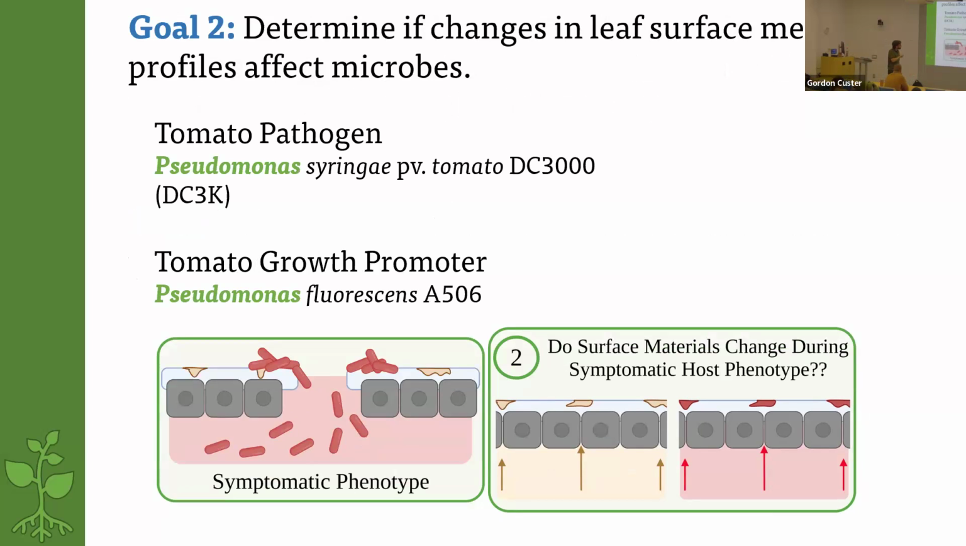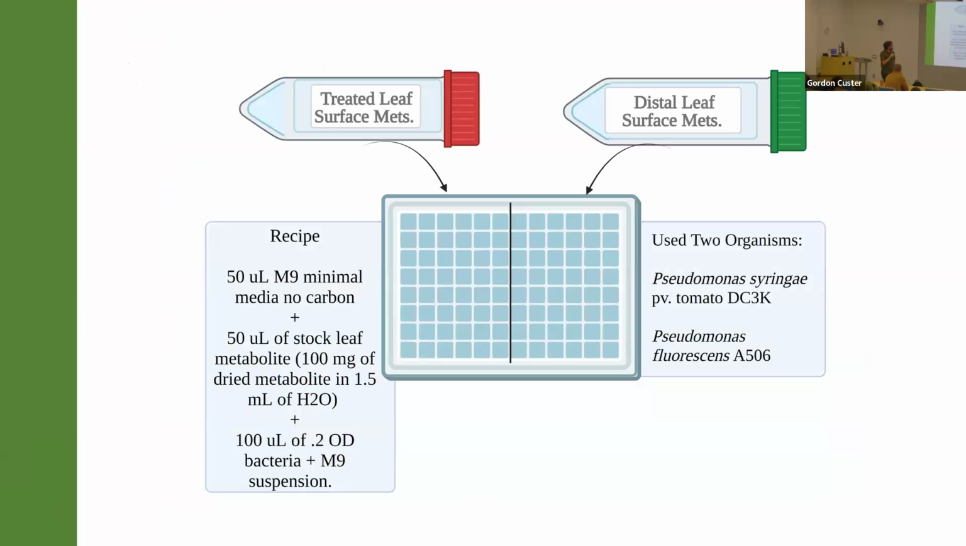And the intention here was to differentiate if the changes that we observed of those metabolites on the leaf surface aided all organisms that were present in the community, or if it would just aid our pathogen. And so we did this by taking those treated leaf surface metabolites, those distal leaf surface metabolites, and then diluting them in M9 with no carbon. The intention here was to see, in just growing with those extracted metabolites, can the pathogen or our growth promoter grow in our samples? I will be talking about both DC3K and A506.